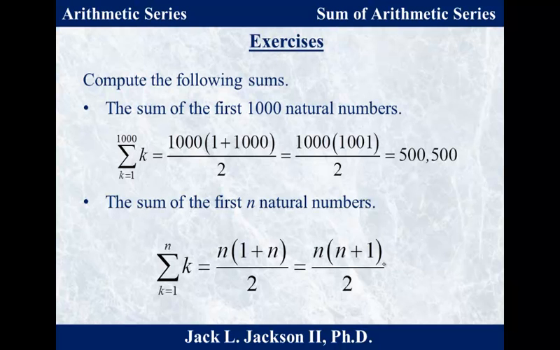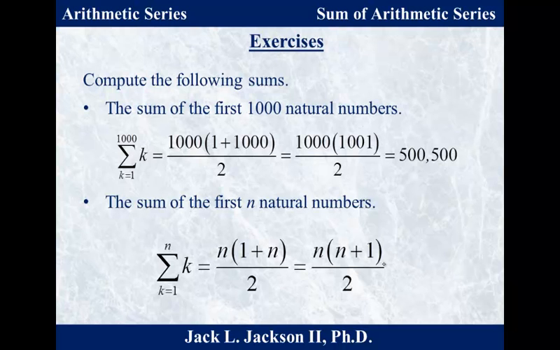That's n times a1 plus an over 2. That's 1,000 times 1 plus 1,000 over 2. That's 1,000 times 1,001 over 2. 1,000 divided by 2 is 500. 500 times 1,001 is 500,500.